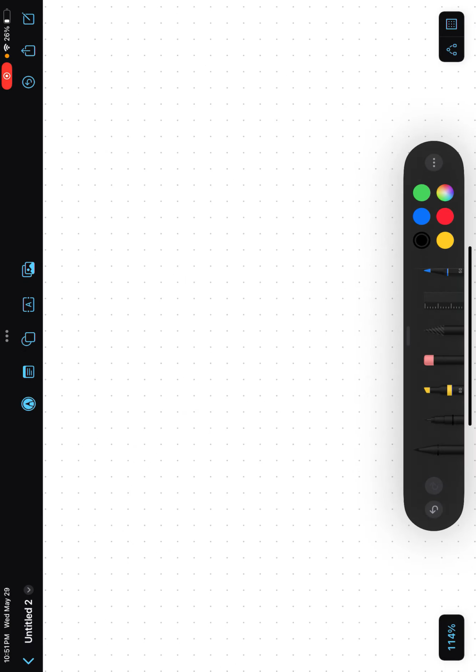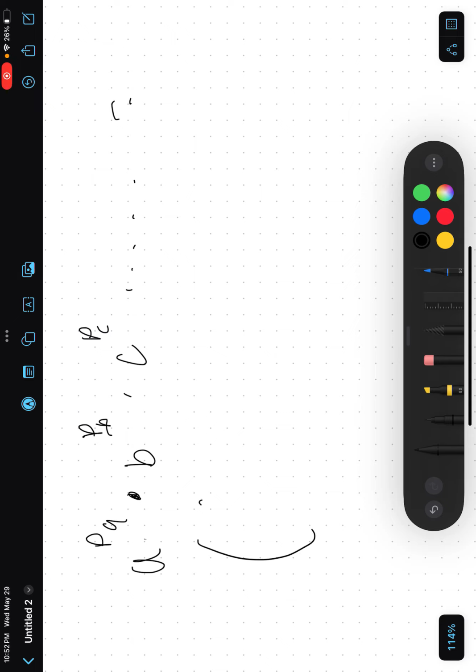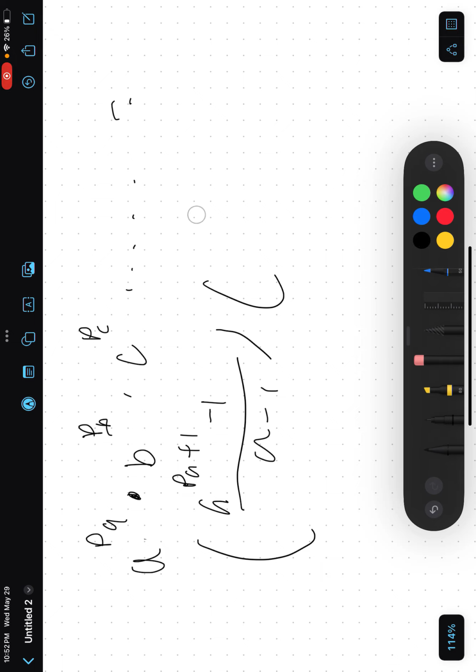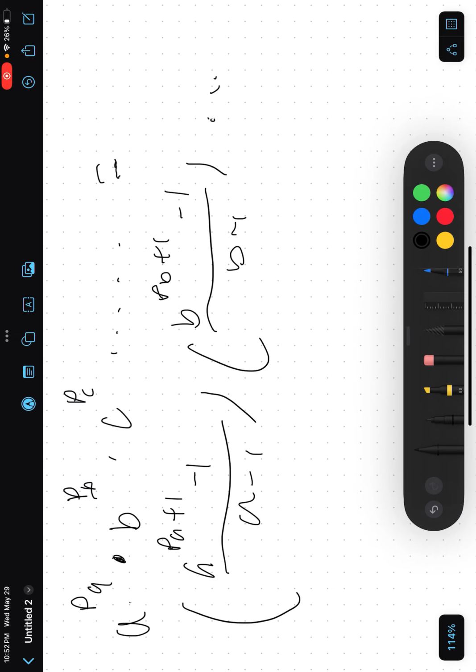Now, I'm going to flip my iPad into landscape because it's going to be a long equation. So, let's just say some base A to some power PA, times B to the PB, times C to the PC, and so on, is equal to this massive equation: (A^(PA+1) minus 1) over (A minus 1), times (B^(PB+1) minus 1) over (B minus 1), and then dot dot dot.